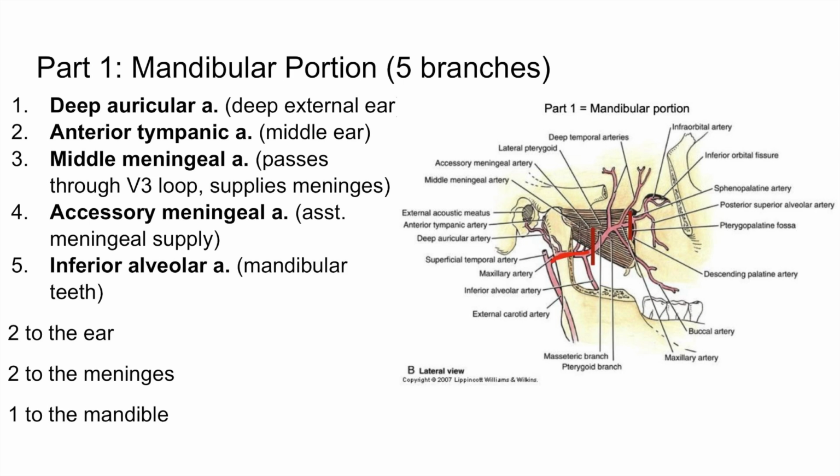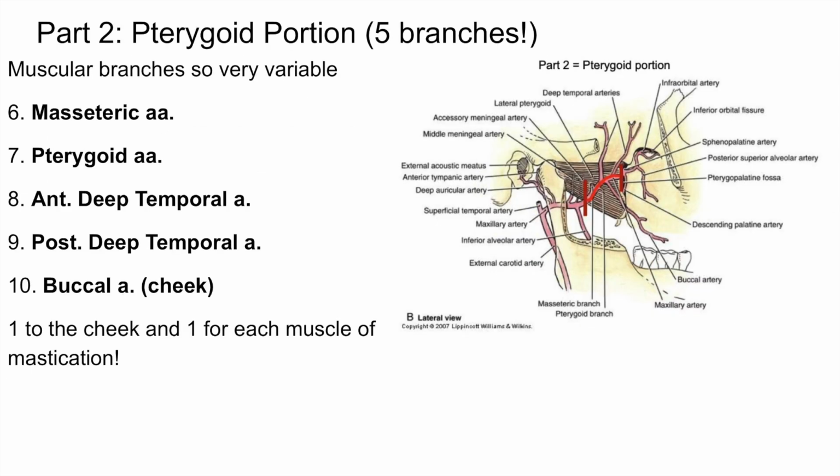All right, so now we're moving on to part 2 of the maxillary artery, which is that pterygoid portion. And the key idea here is that this section is almost entirely muscular supply, which is why the branches are more variable and less cleanly patterned than part 1. So anatomically, this portion runs in relation to the lateral pterygoid muscle, either superficial or deep to it, and its job is pretty straightforward. Supply the muscles of mastication plus 1 extra structure.